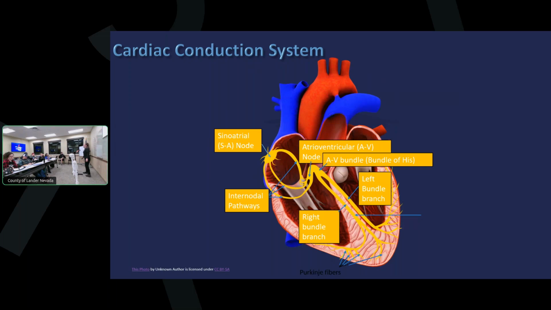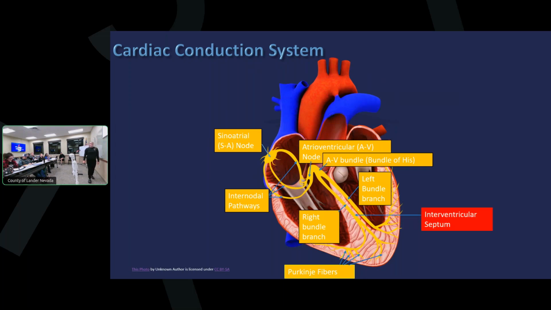So as the electricity comes down, it starts at the SA node. That's our pacemaker of the heart. Goes to our internodal pathways. And it doesn't show it on this picture, but there's another branch that comes around so our left atria can contract as well. And then it moves down these branches. And then to get to the apex of the heart, we have something called Purkinje fibers down there that help disperse the rest of the electricity.